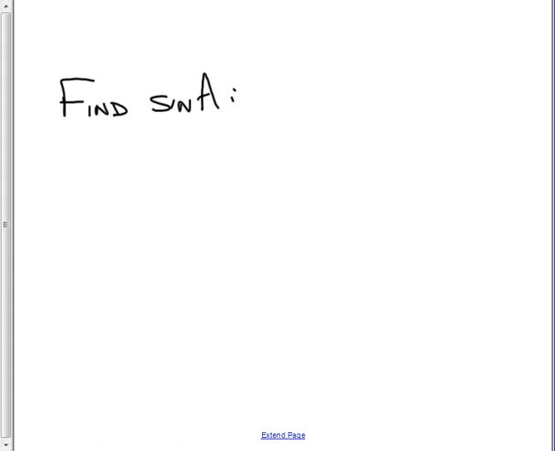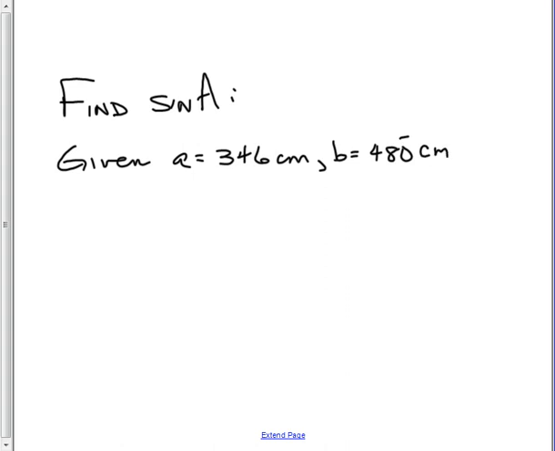Find sine A given side A is 346. We'll go centimeters on this. Side B is 480, and side C is 592. I don't care how you do it, just do it.